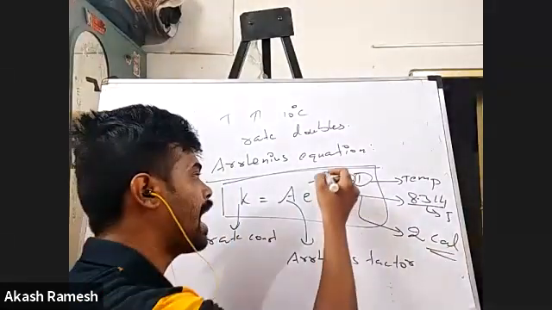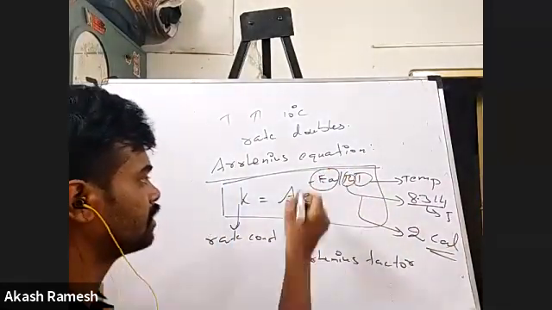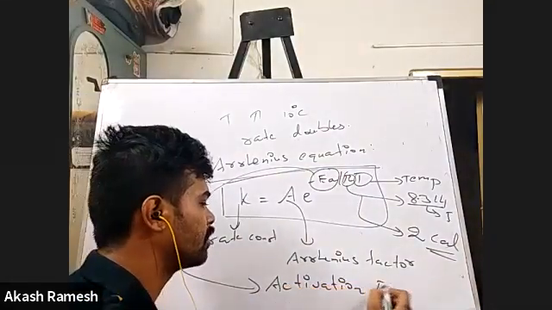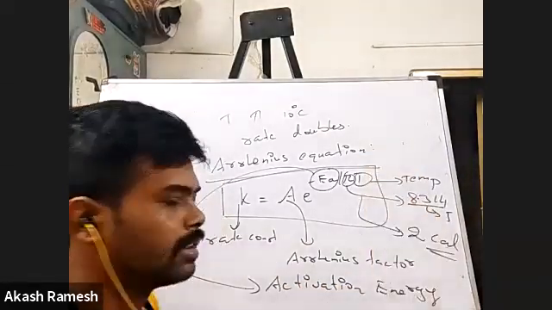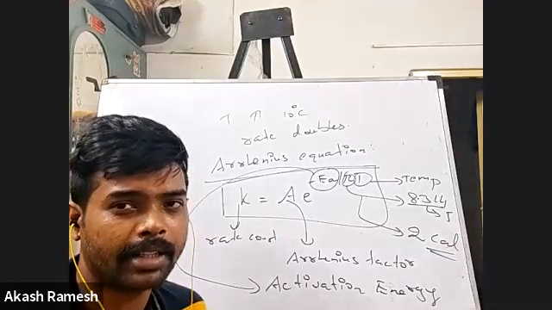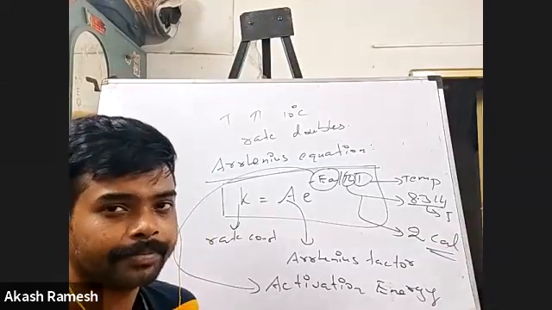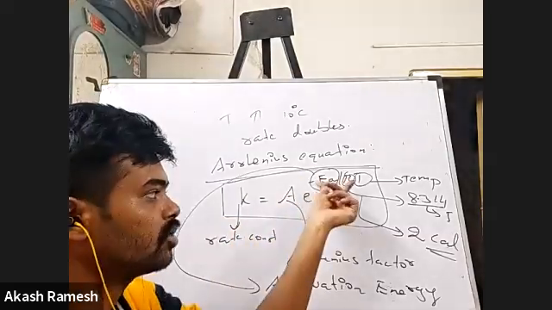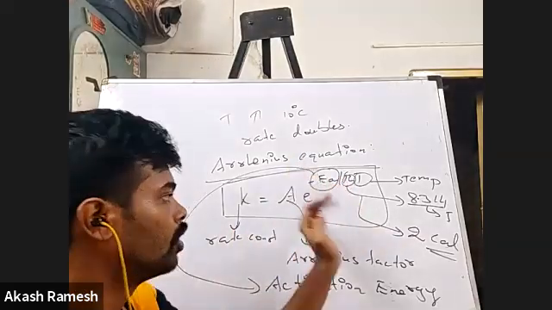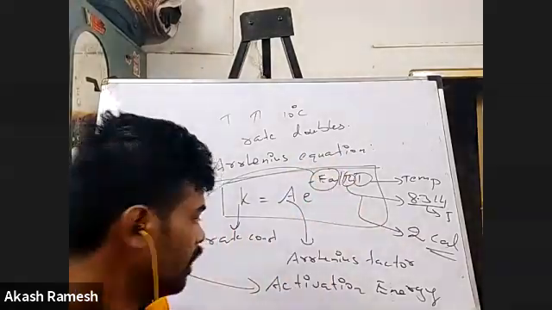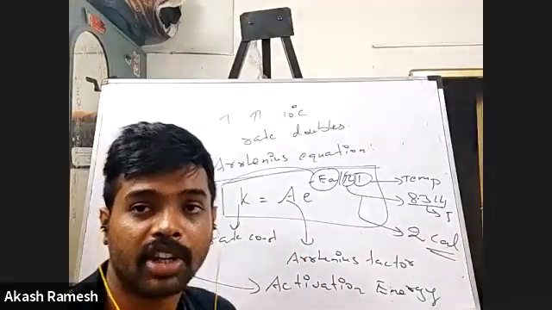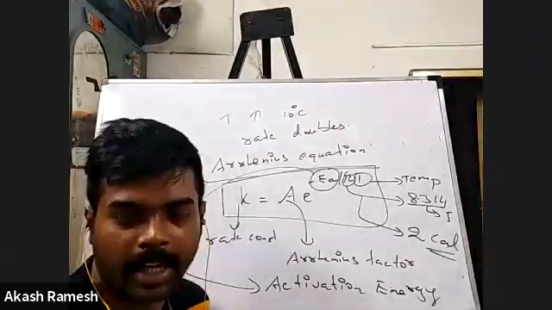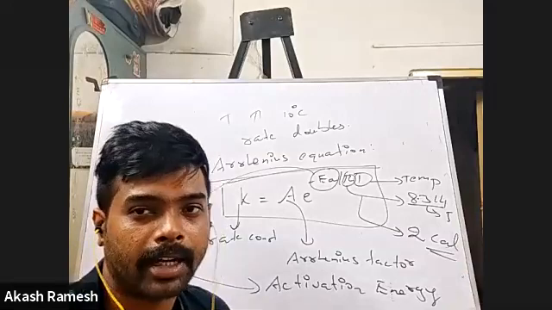And this EA which I have here is what is called the activation energy. So the equation is K is equal to A e power minus EA by RT, and this whole term is in the power. This EA is what is called the activation energy. Okay, sir, I understood almost everything except for EA. So what do you mean by this activation energy?